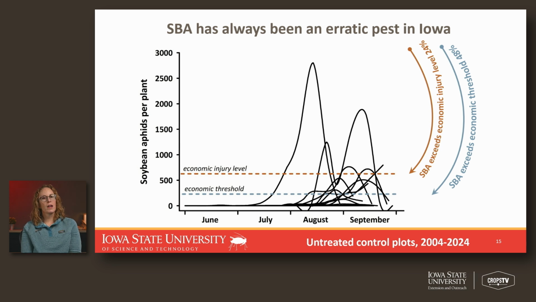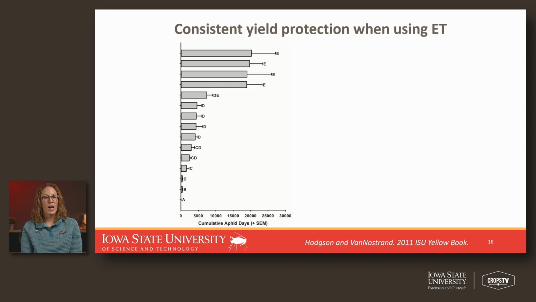When they exceed the economic threshold, it does not guarantee that they will continue to climb and that field experience economic injury. So they tend to be a very erratic pest within fields and even between fields in a single growing season. So, as I said, I've had efficacy evaluations for a long time, and I see three general trends when it comes to performance.